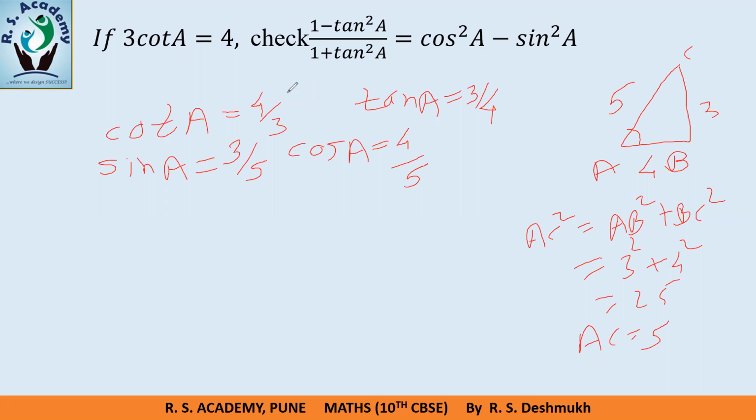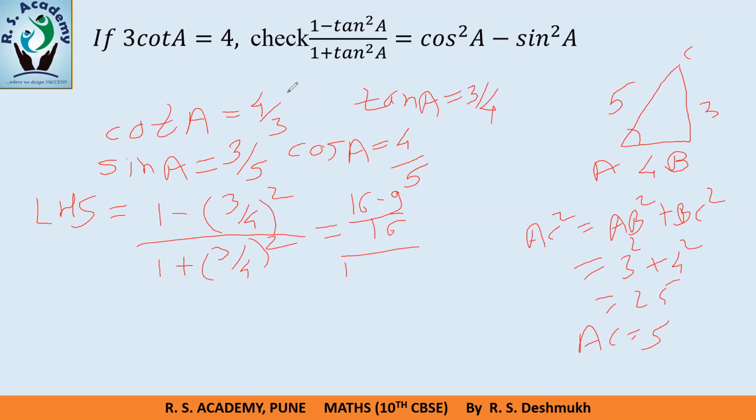Now, if I know all these values, first I will solve LHS. LHS is equal to (1 minus tan square A) upon (1 plus tan square A). Tan A is 3 by 4, so this is (1 minus (3 by 4) square) upon (1 plus (3 by 4) square), that is nothing but (16 minus 9 upon 16) divided by (16 plus 9 upon 16). So this 16 will get cancelled. 16 minus 9, that is nothing but 7 upon 25, that is LHS.